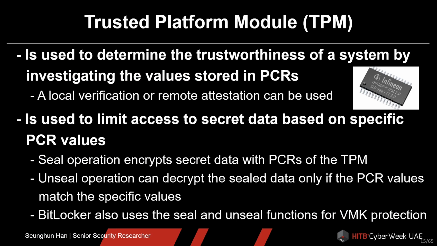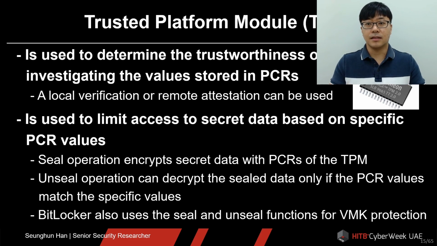TPM is a tamper-resistant device and has two versions, TPM 2.0 and TPM 1.2. TPM is used to determine the trustworthiness of a system by investigating the values stored in PCRs. TPM is also used to limit access to secret data based on specific PCR values. For this, TPM has two operations, seal and unseal, to manage secret data. Seal operation encrypts secret data with PCRs of the TPM, and unseal operation can decrypt the sealed data only if the PCR values match the specific values.